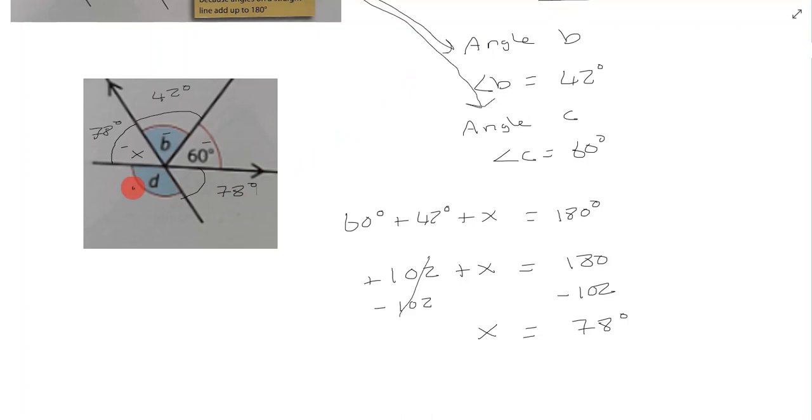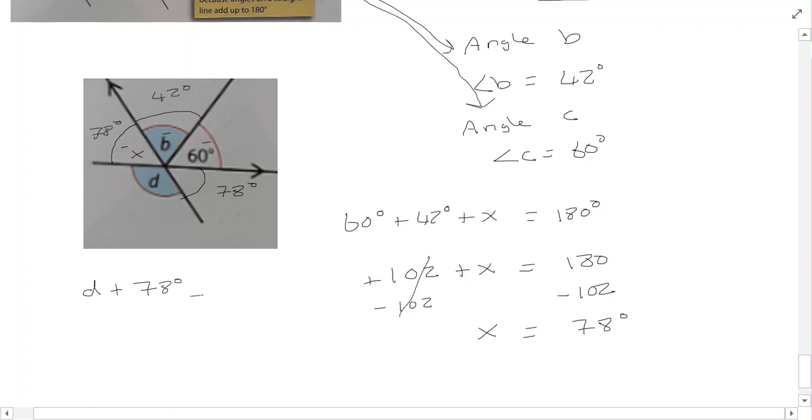Now, because we figured out what this angle here is, we can use this to figure out what the angle D is. Remember, again, we have this rule that this is a straight line. So the angle D plus the angle of 78 degrees will both add up to 180 degrees. So we can use that to solve for the angle D: D plus 78 degrees has to add up to 180 degrees.